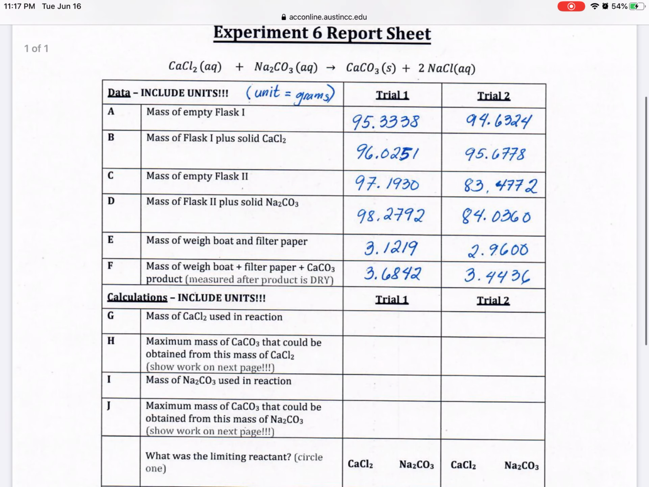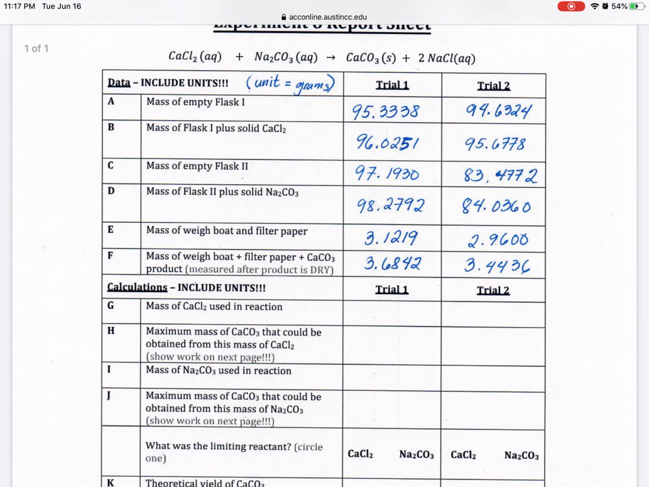So you're going to be using trial 1 data to do the calculations for trial 1, trial 2 data to do the calculations for trial 2. Okay, so mass of the calcium chloride used in reaction, G. How would you find G? What are the letters we're going to be using? So G, the mass of calcium chloride, is going to be B minus A.